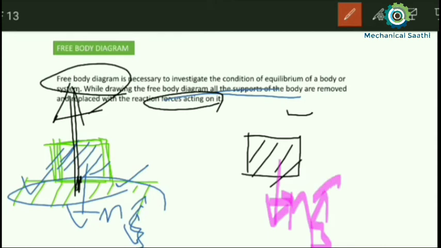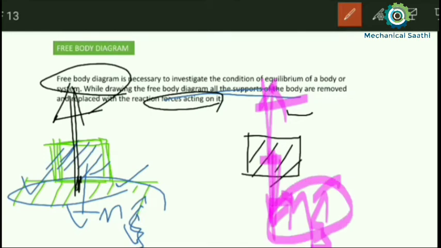Okay, and the reaction force will be equal to mg also, but it will be acting in the opposite direction. So these two forces will be acting in a single line, because according to Newton's third law, every action has an equal and opposite reaction. So equal means the magnitude is equal: if W is equal to mg, then R, that is the reaction force, will also be equal to mg.